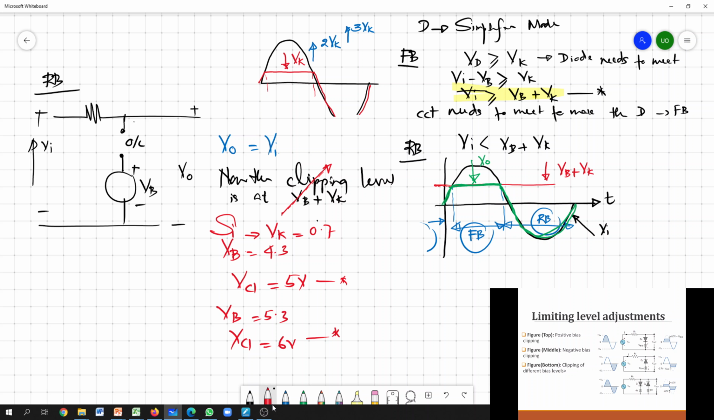So you can adjust the limiting or clipping level by adding a variable DC source. This is the conclusion we can make out of this circuit.